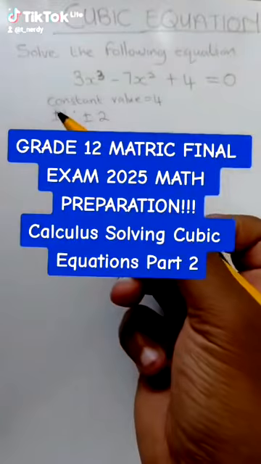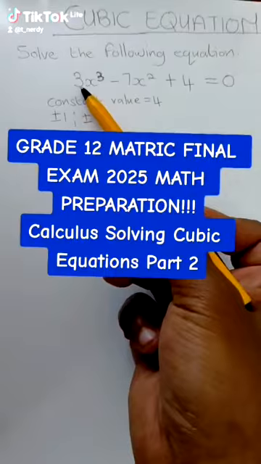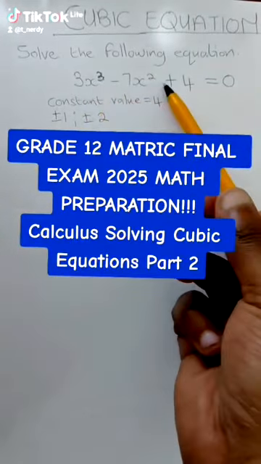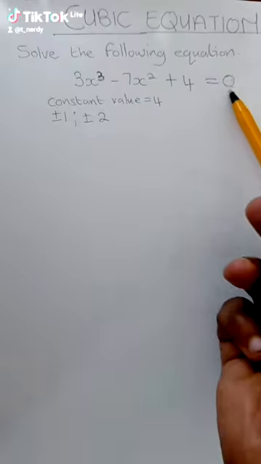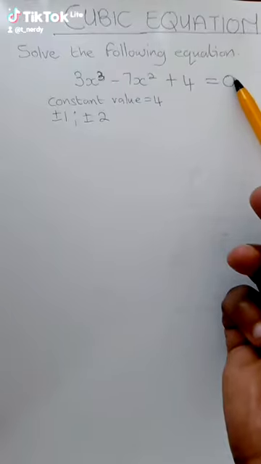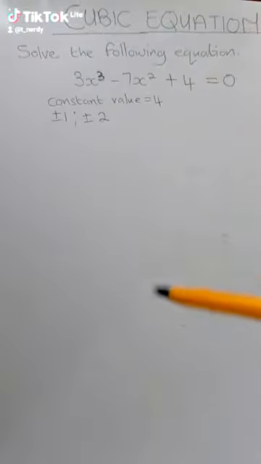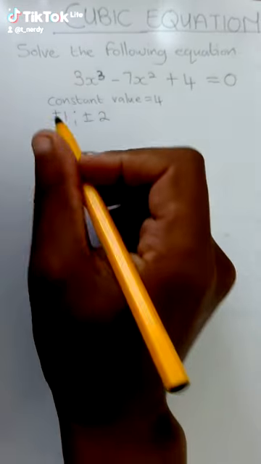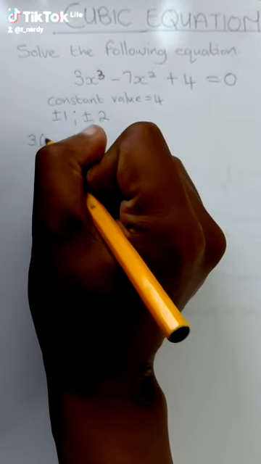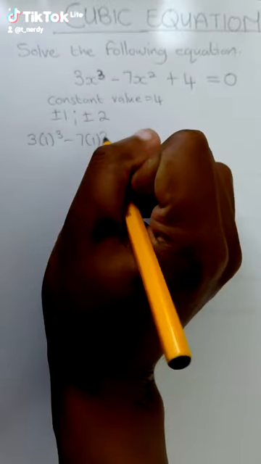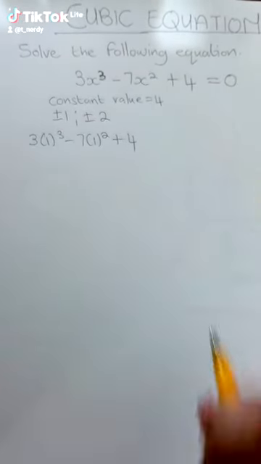So we can therefore substitute each of these factors into this equation. And when we substitute each of these factors, if we get that it is equal to 0, then that particular factor is a solution. But if it is not equal to 0, then it is not a solution to this equation. So let's first start substituting 1. I'm going to substitute 1 into this equation and try to determine if it is a factor or not.